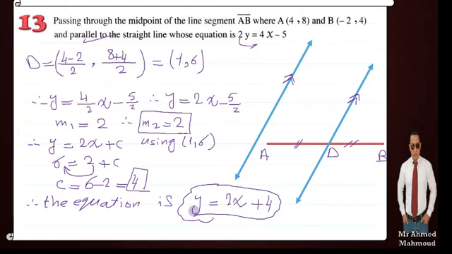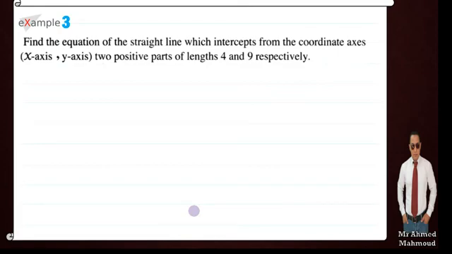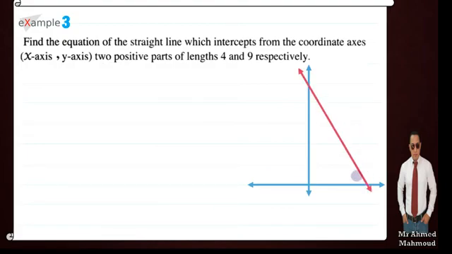Now example 3. Find the equation of the straight line which cuts from the coordinate axes, x-axis and y-axis, two positive parts of length 4 and 9 units. Now I will draw the coordinate axes, x-axis and y-axis, like this, and the line intersects x and y, two parts, from x 4 units and from y 9 units.